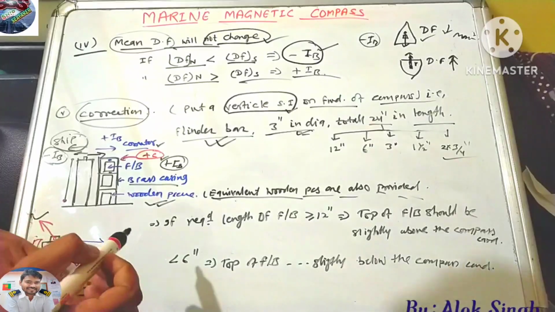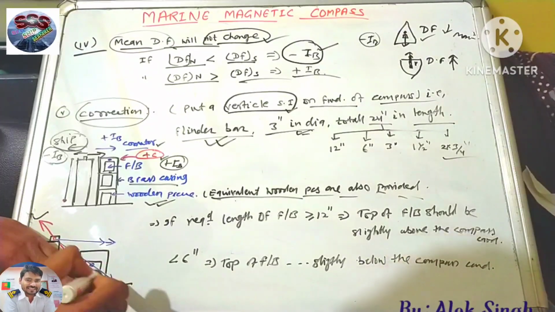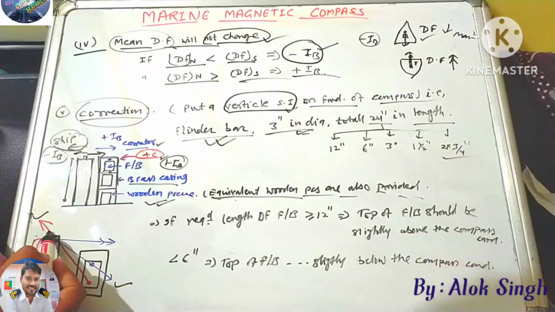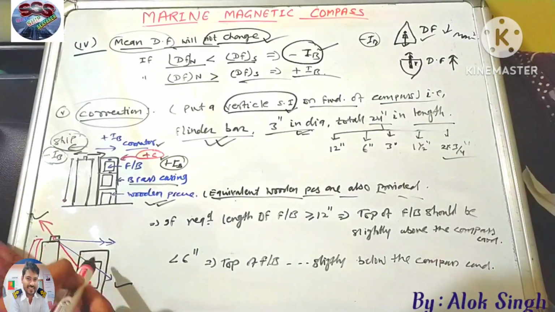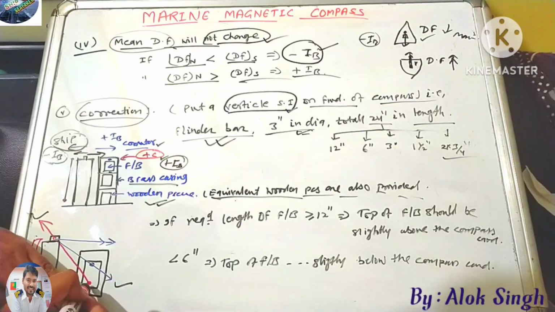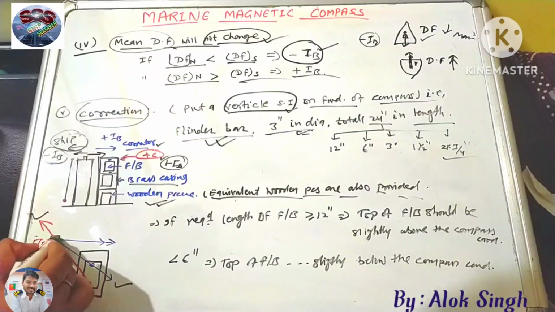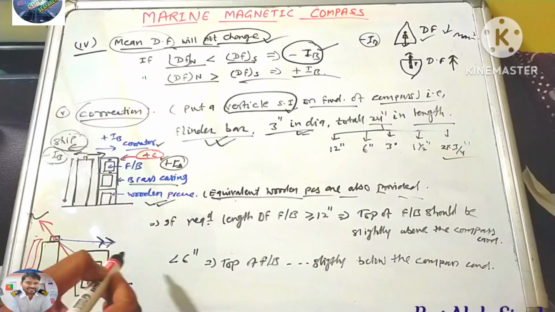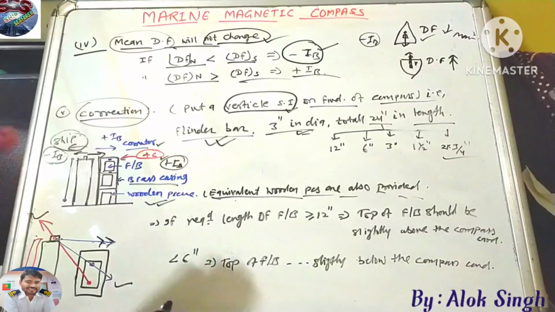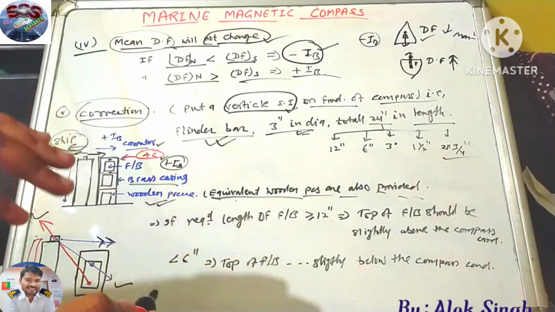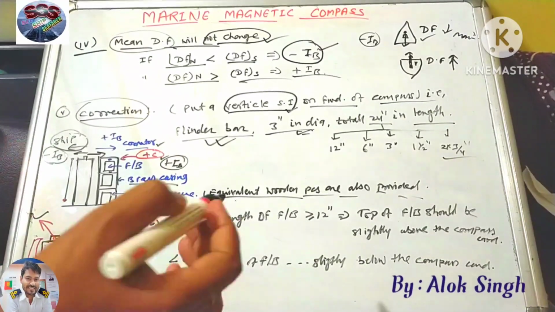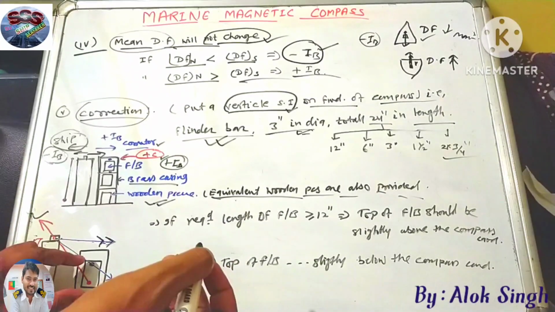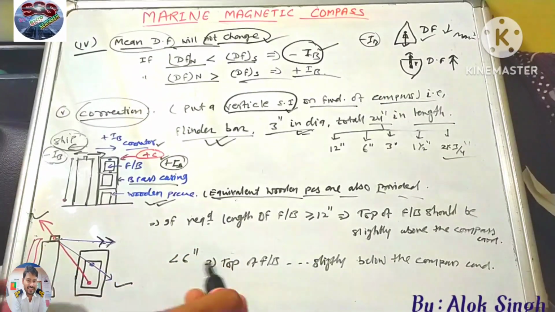So the resultant, now which two forces we have, this force and this force. This force will of course be smaller than this force, because this is near and this is further from this one. So the resultant will be somewhere here, and it will remain horizontal towards your compass bowl, or you can say in your dial. So that's why the length of this Flinders bar means a lot.